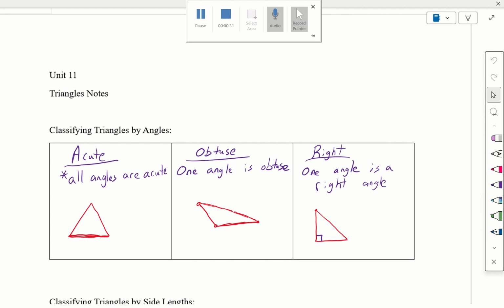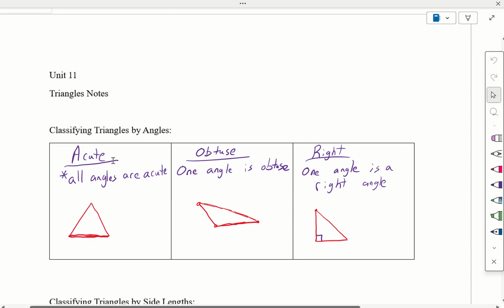First off, we're going to talk about classifying triangles by angles. There are three ways to classify triangles by their angles. One, if a triangle has all acute angles, that would be an acute triangle. If a triangle has one obtuse angle, then the triangle is an obtuse triangle. And if a triangle has one right angle, then it is a right triangle. So acute triangles, obtuse triangles, right triangles.